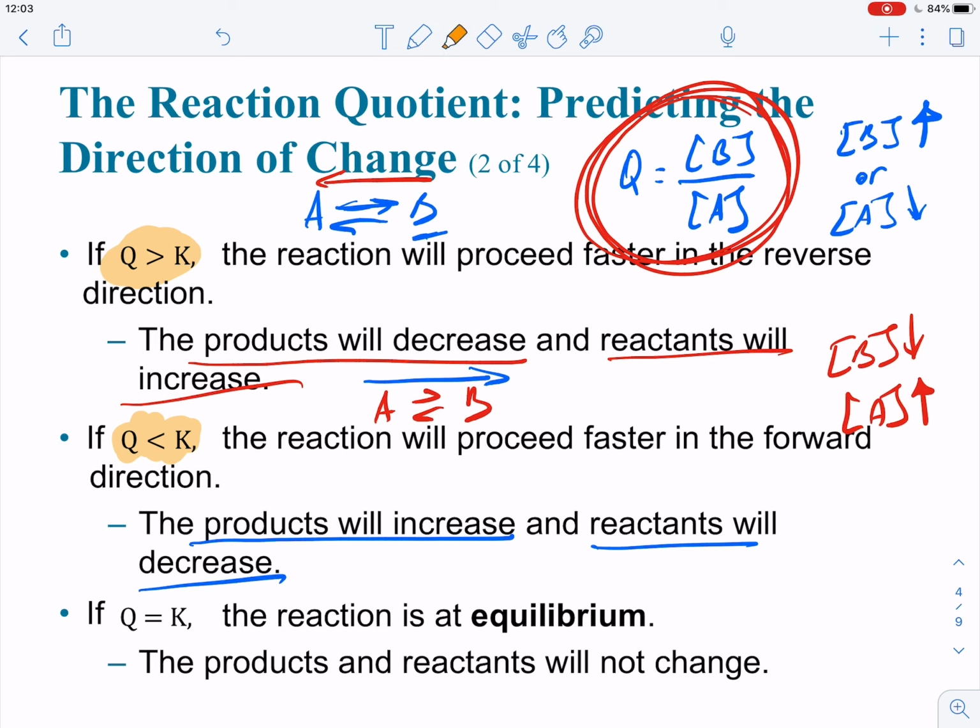Last but not least, if Q is equal to K, well, you use concentrations that are giving you a value of Q that is equal to the value of K. Therefore, you are at equilibrium. In terms of shifting, nothing is going to happen because your reaction is already at equilibrium. There is nothing to change. The concentration of the product, the concentration of the reactants will not change a bit. Now, these are the common cases, but there are a couple of special cases.